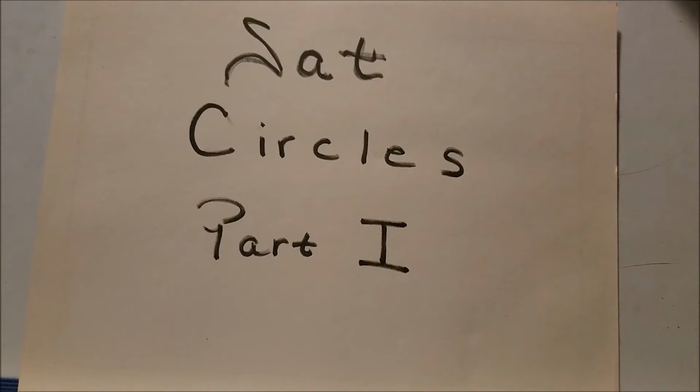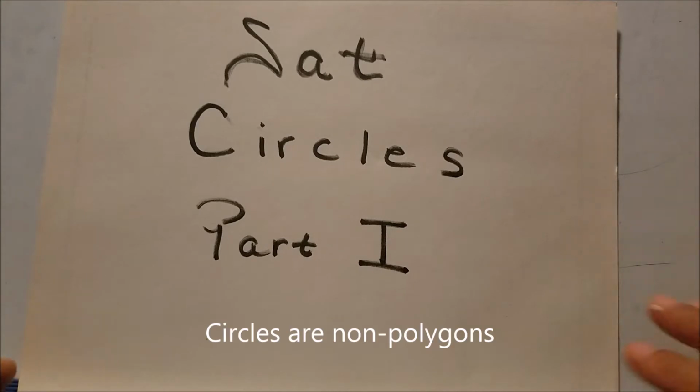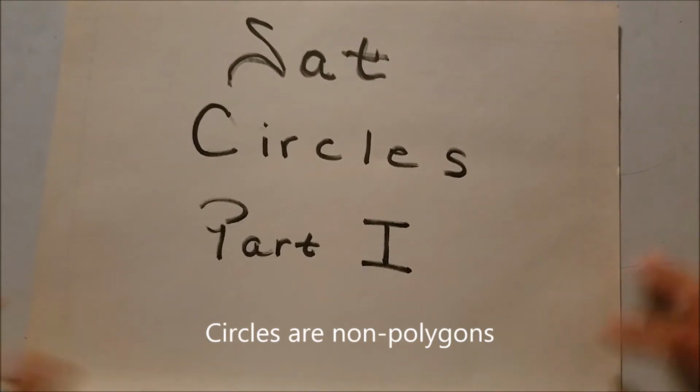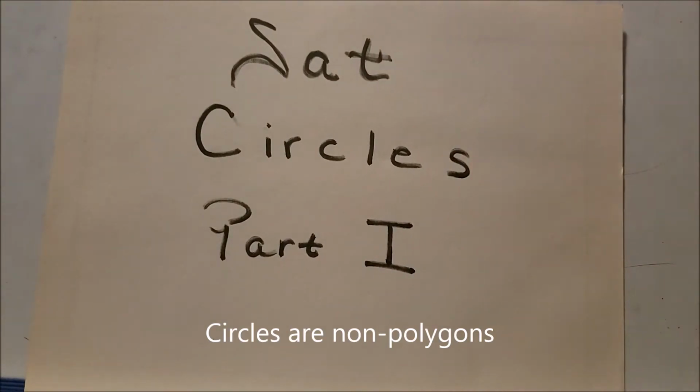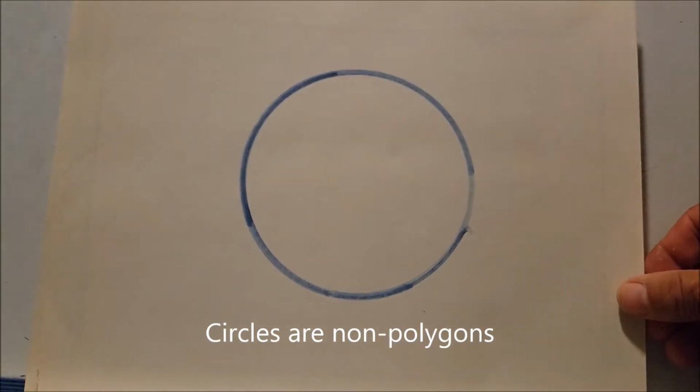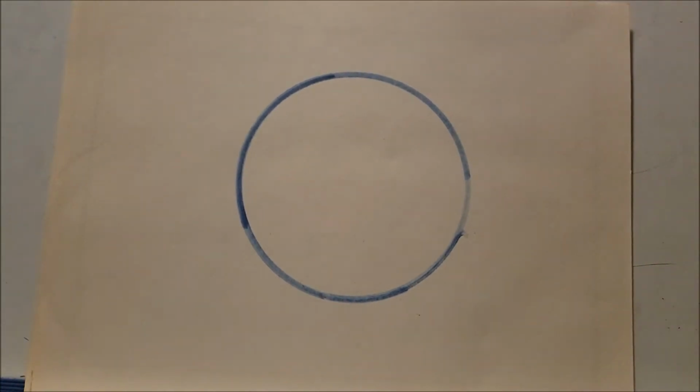Also review circles so you have a better understanding. So circles are non-polygons. Polygons have no curves. Circles have curves, obviously. And here's our circle. So it's a non-polygon. And we can even make a circle within a circle. Why don't we do that?